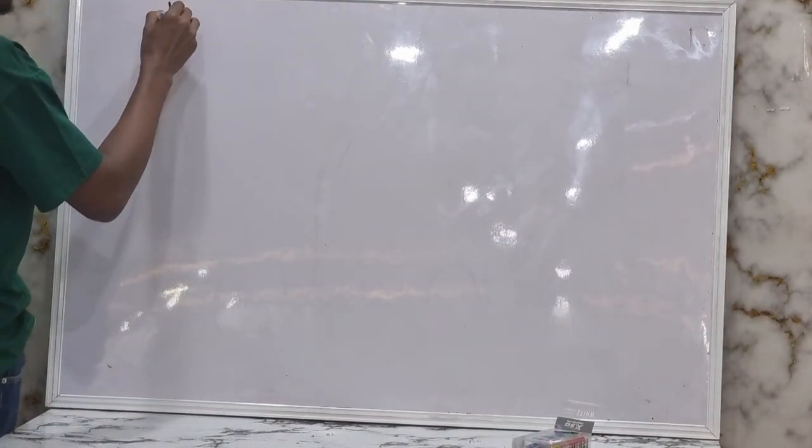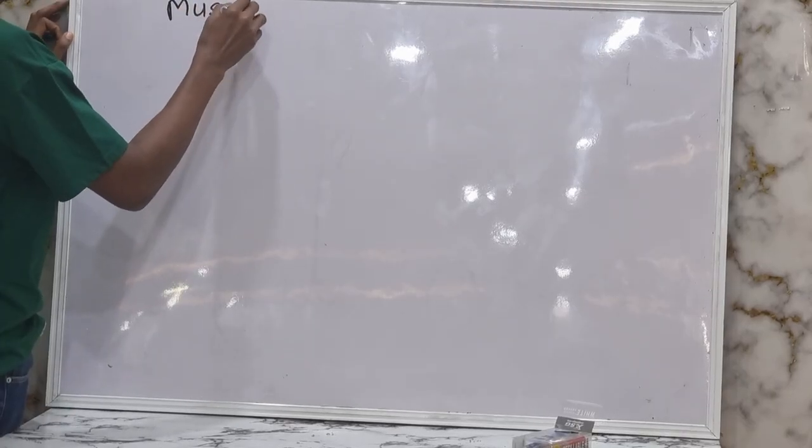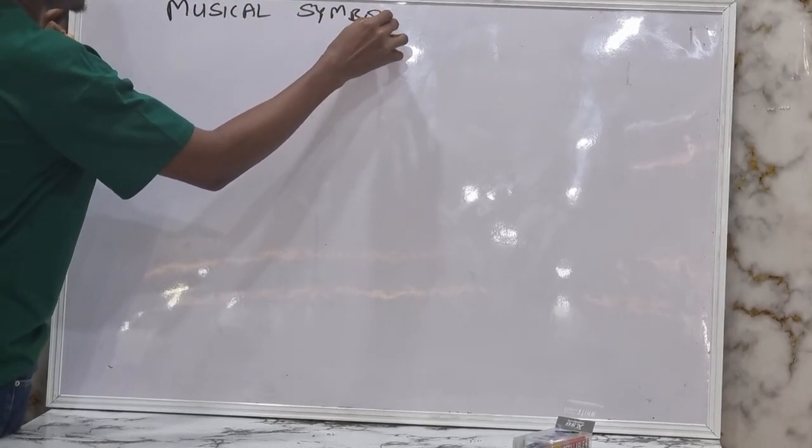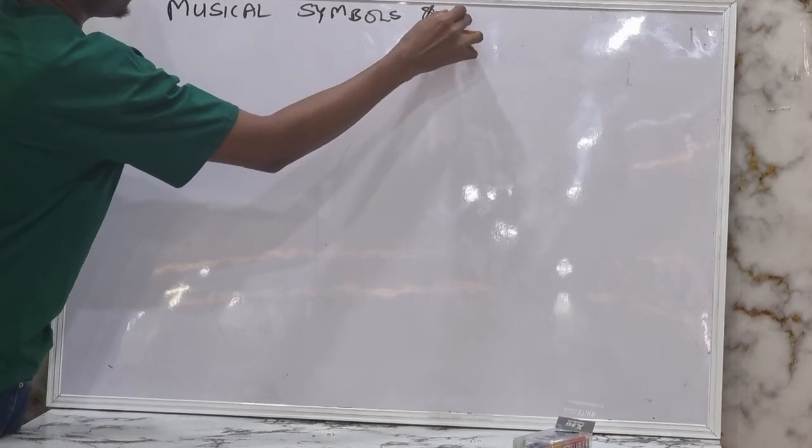So today we'll deal with the last part of rudiments that we'll be talking about: musical symbols and their meanings.